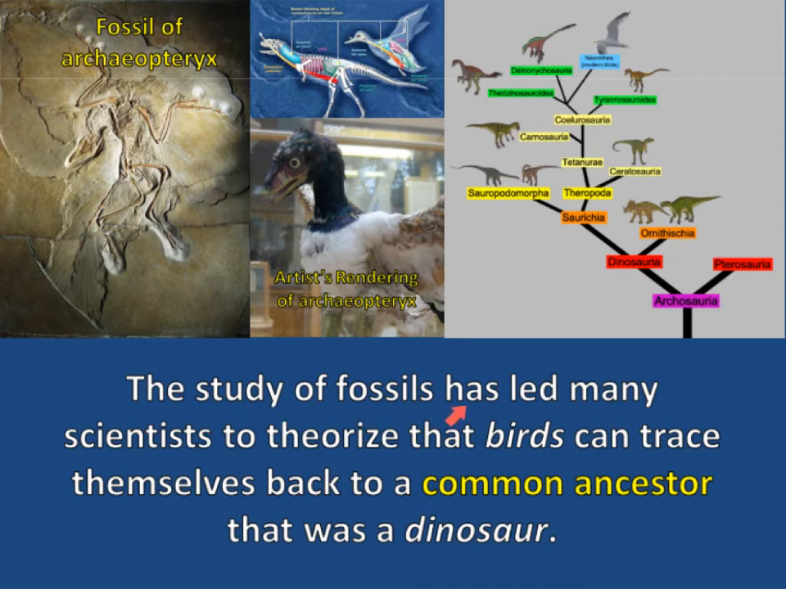The study of fossils has led many scientists to theorize that birds can trace themselves back to a common ancestor that was a dinosaur. Number 7, what do scientists believe was a common ancestor of all birds? And the answer, dinosaurs. That's number 7.